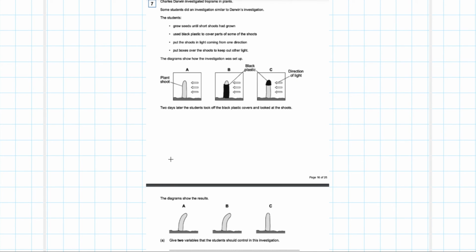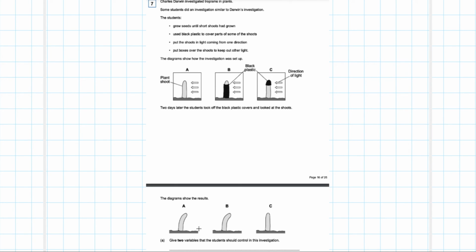Okay, the final question. Charles Darwin investigated tropism in plants, and some students did investigations similar to Darwin's. The students grew seeds until short shoots had grown, used a black plastic cover to cover parts of some of the shoots, put the shoots in light coming from one direction, and put the box over. The diagram shows how the investigation was set up, and then we can see the results as well.